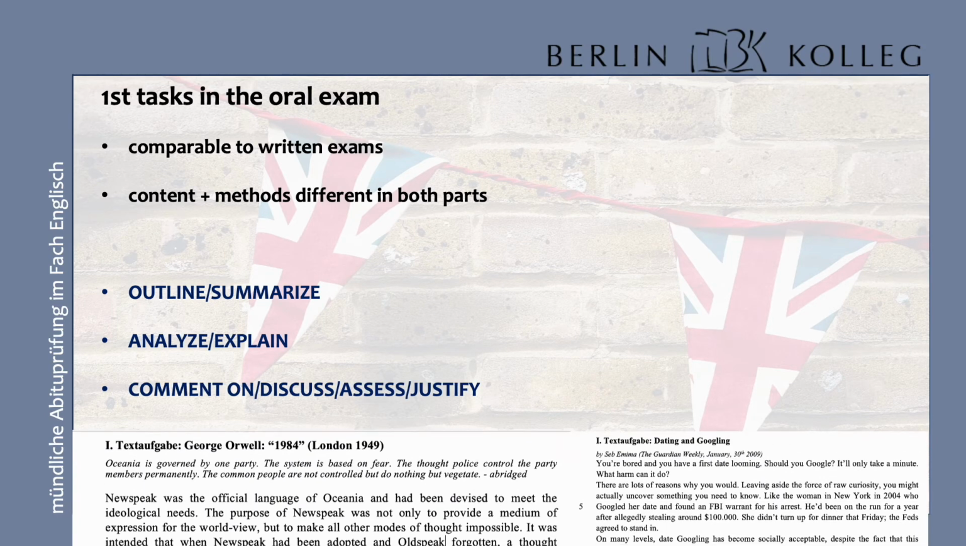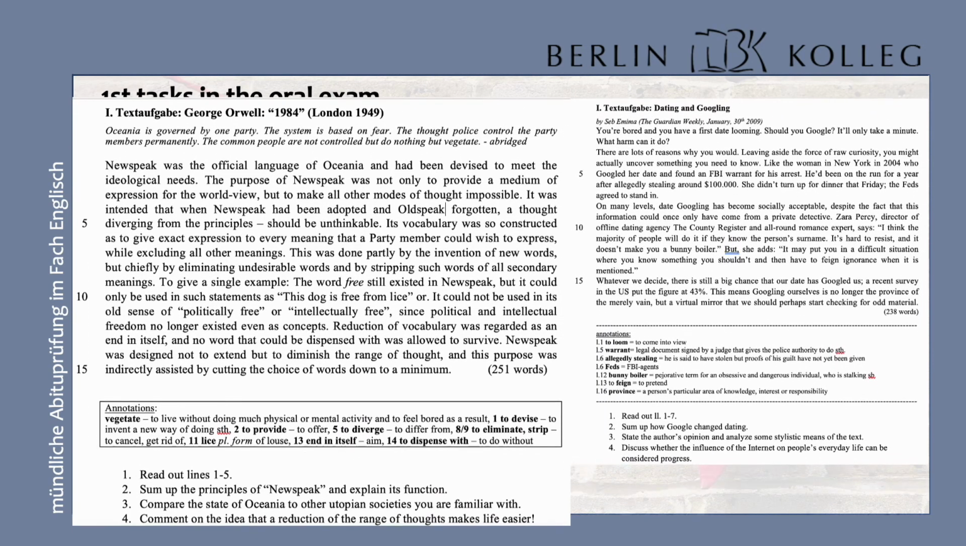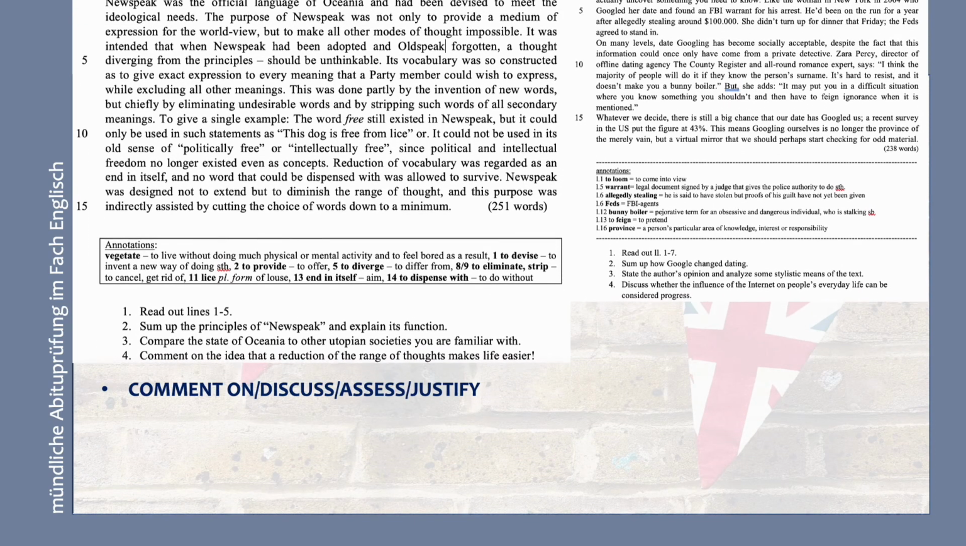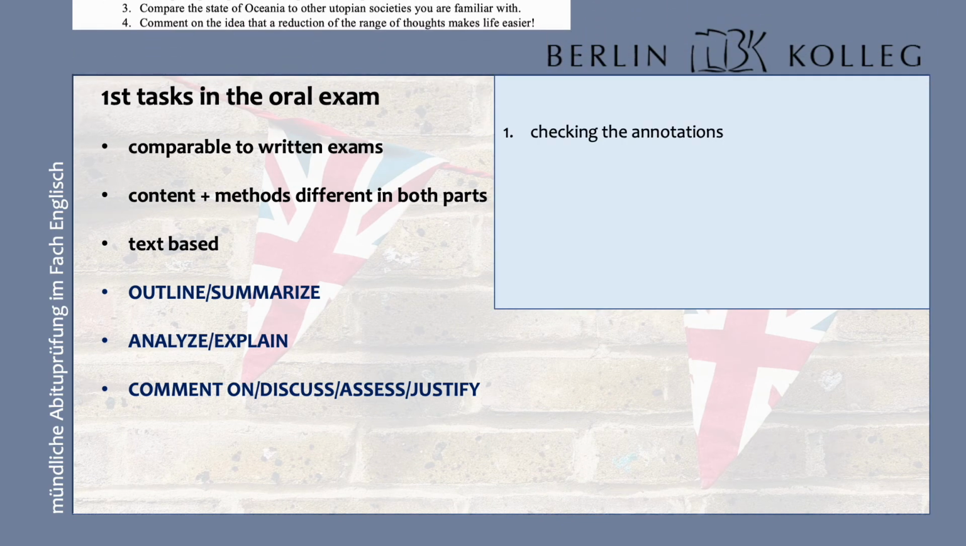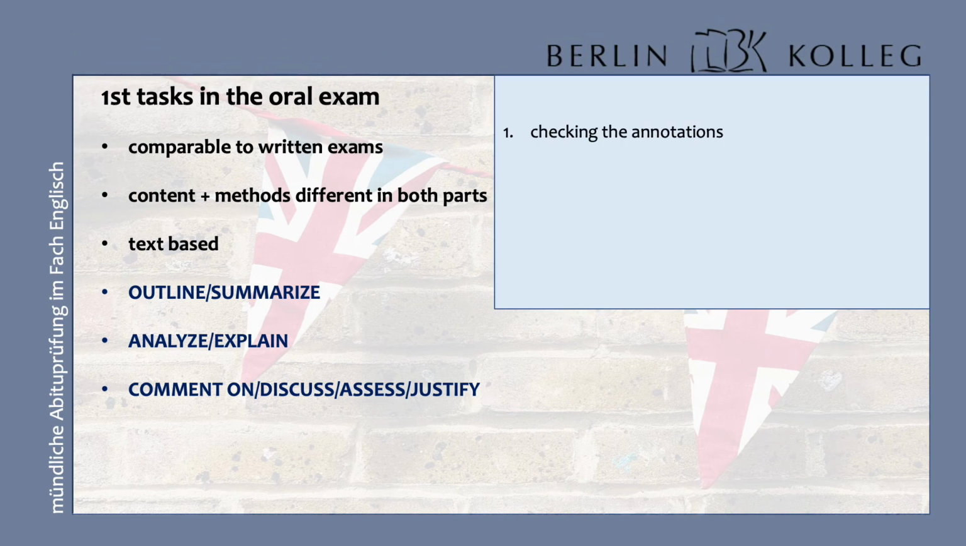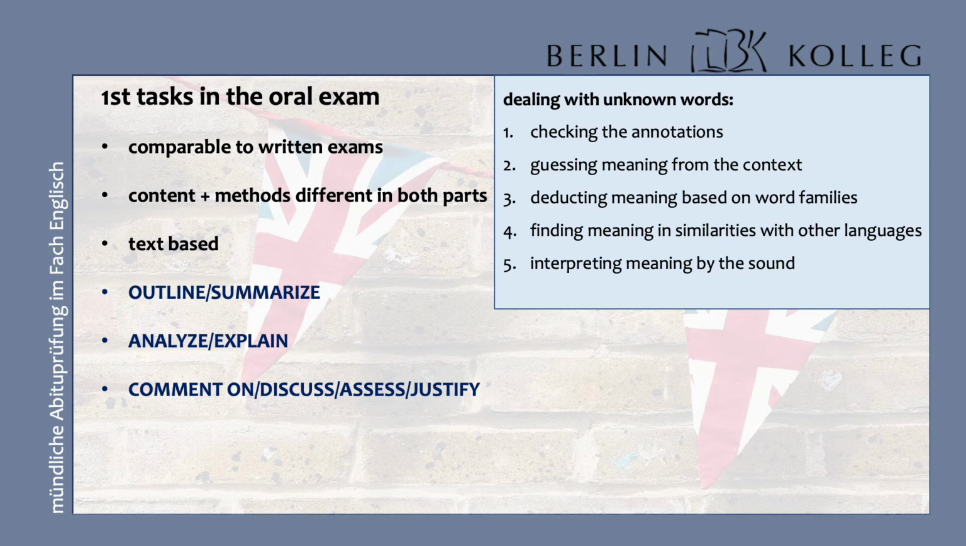The first task presented to the examinee usually consists of an unknown English text of a maximum of 250 words, which can be literary or non-fictional with 2 or 3 assignments. Complicated words may be explained by annotations. However, it's actually expected that the examinee has learned and can use strategies to guess unknown vocabulary. For example, you can guess from the context, or you can deduce the meaning based on word families. You can compare with other languages, or you can interpret the sound of the word. Still, there is always the more time-consuming option to check in the dictionary.